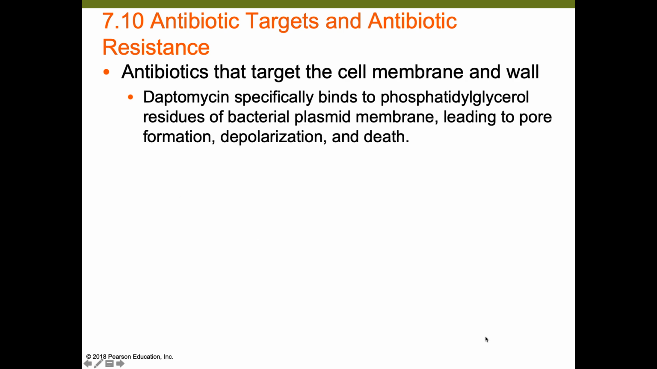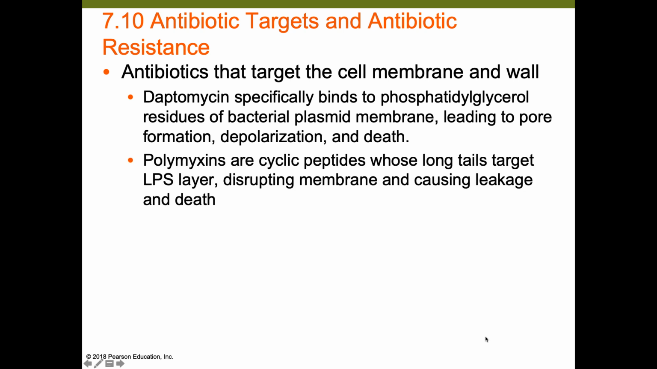So we have antibiotics that can target the cell membrane and the cell wall. For example, daptomycin specifically binds to bacterial membranes. I don't know why it says plasmid membrane. It should say plasma membrane, leading to pore formation, depolarization, and death of the cell. So this drug binds to residues that are found only in bacterial cell membranes, causes pores or holes to form in the membrane, which leads to cell death.